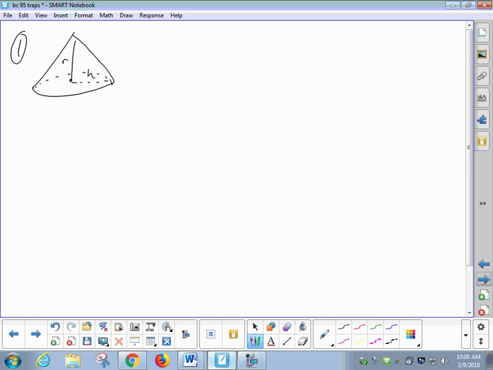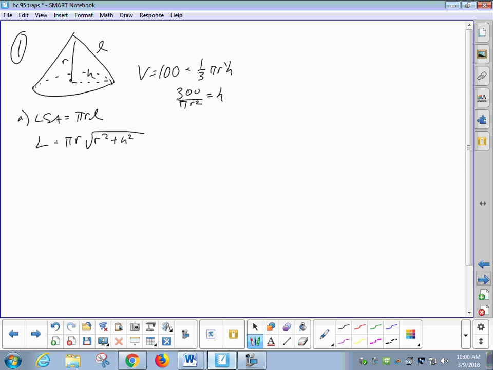Okay, now let's start. Lateral surface area is just pi r L, where L is the slant height. Now they say in terms of r only. L is the square root of r squared plus h squared, which is still not in terms of r only. So then you use the volume. The volume is 100, and if that's 1/3 pi r squared h, then h is 300 over pi r squared. You follow?